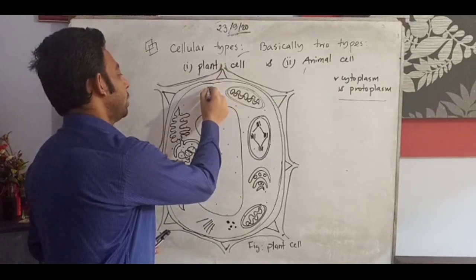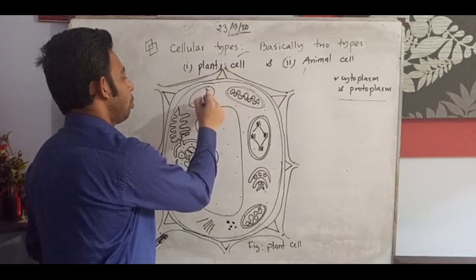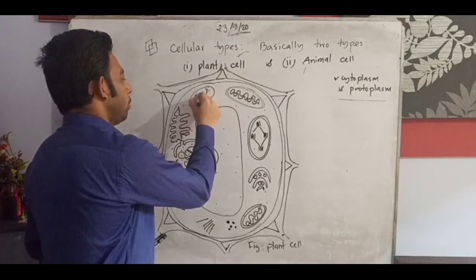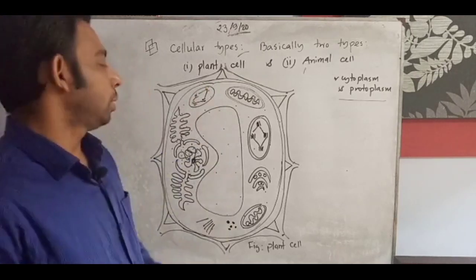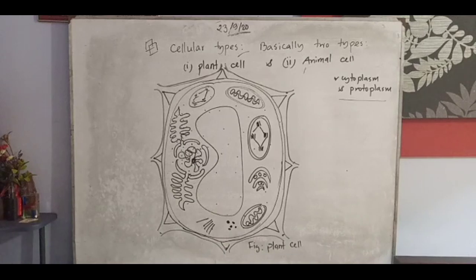Basic things we have already drawn up here. Yes, 1 2 3 4, 1 2 3 4, and just connecting. So this is how we complete the drawing of the plant cell.